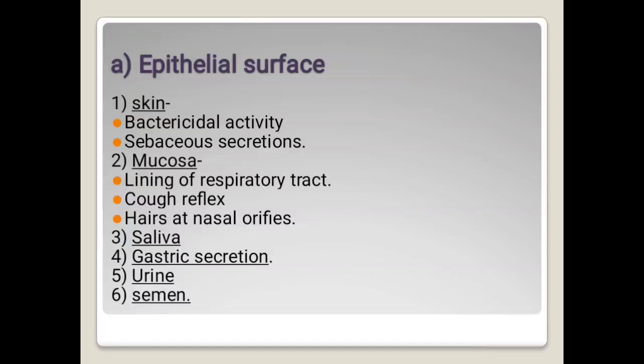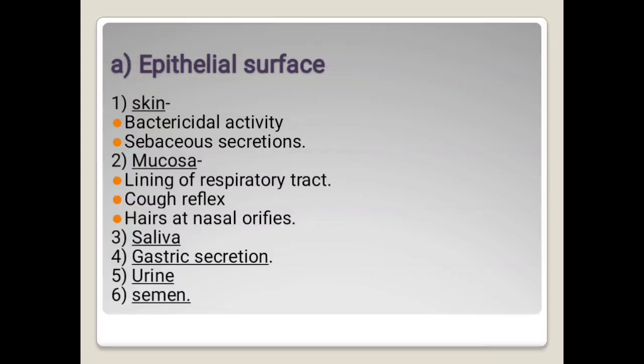Fourth one, gastric secretions. In the stomach region, the gastric glands are present. They secrete secretions which are acidic in nature. Due to the acidity of the gastric secretion, microbes are easily destroyed inside the stomach. Next, urine. The flushing action of urine eliminates the bacteria from the urethra. And next one is the semen. Spermine and zinc present in the semen are antibacterial in action.